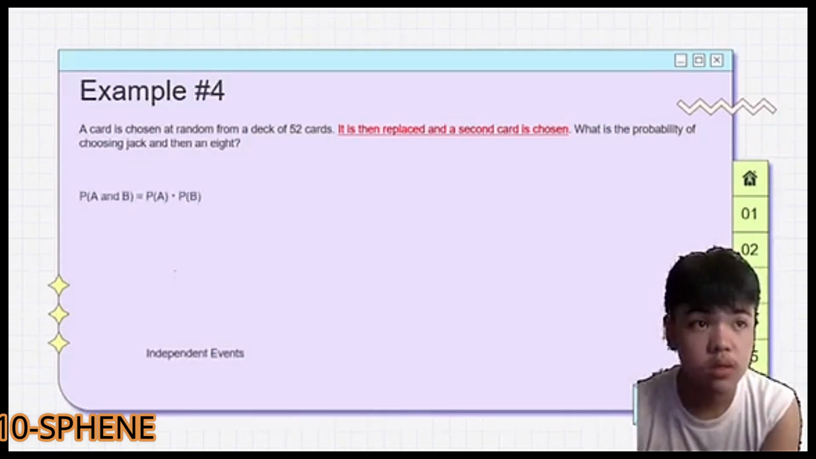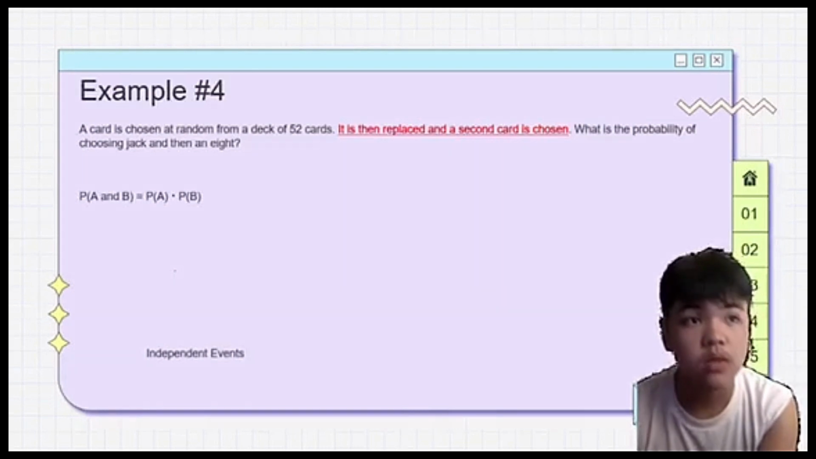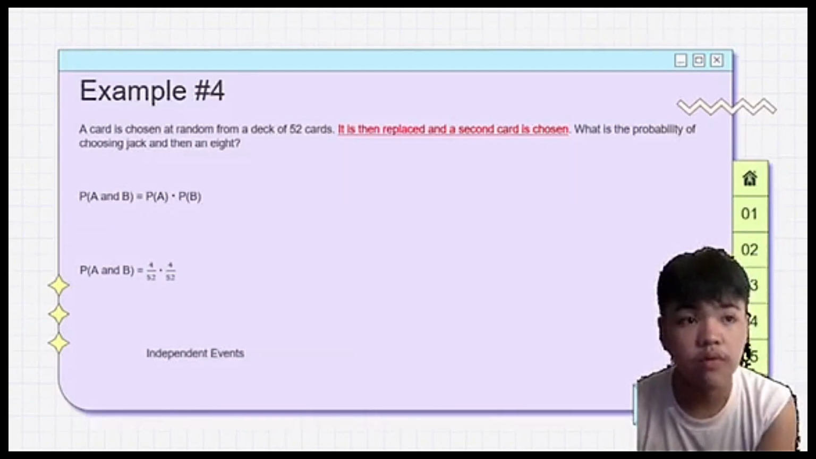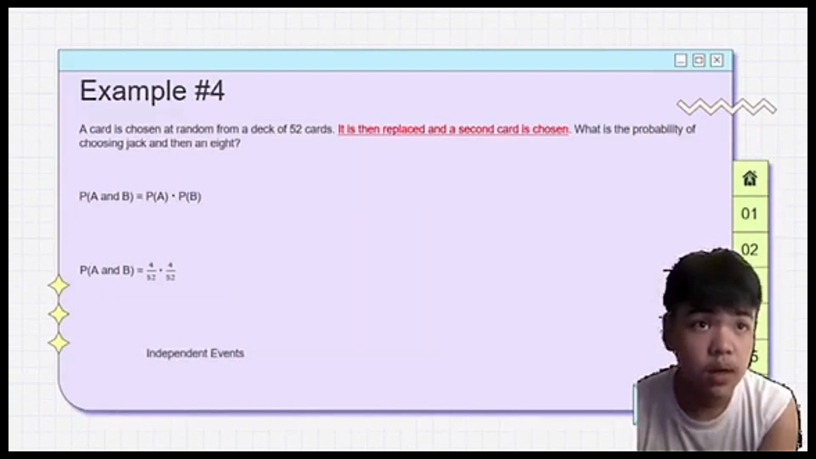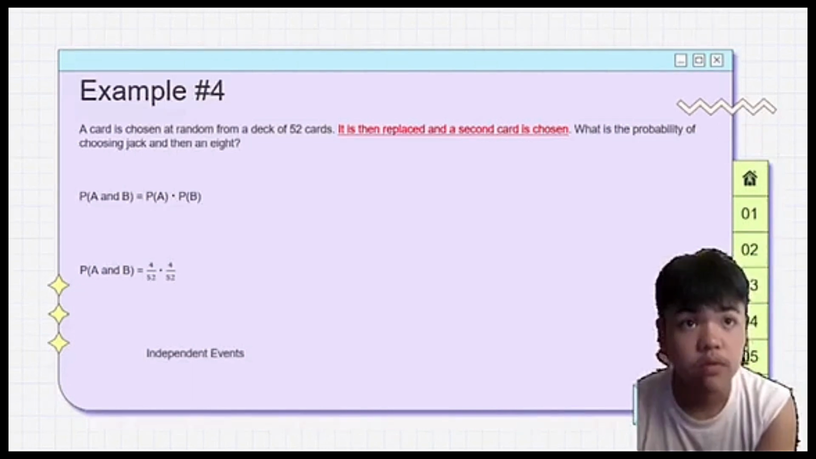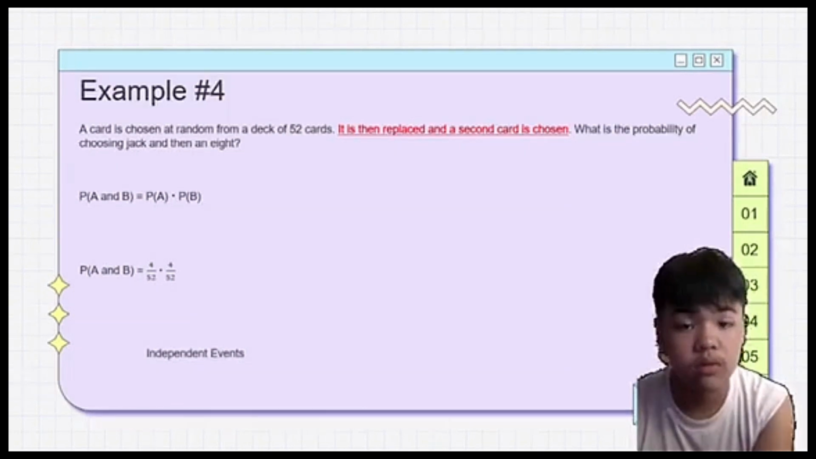So, our symbol is P. Probability of A and B is equal to probability of A times probability of B. Probability of A and B is equal to 4 over 52 times 4 over 52. Kasi meron 4 na jacks sa standard deck of 52 cards at may 4 din na 8 sa standard deck of 52 cards. Binabalik mo yung mga kinukuha mo kaya hindi naaapektuhan yung second event. So 4 over 52 times 4 over 52 is equal to 16 over 2,704.